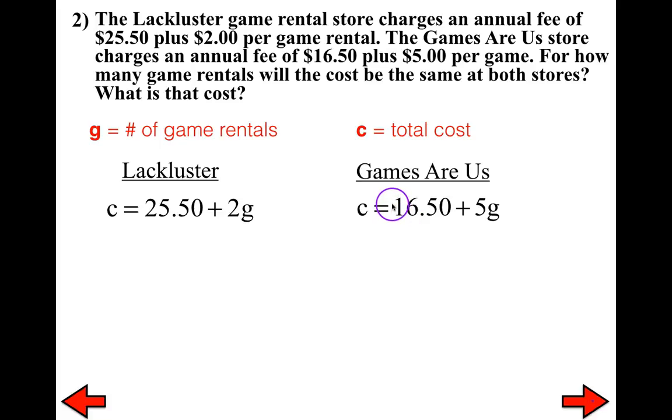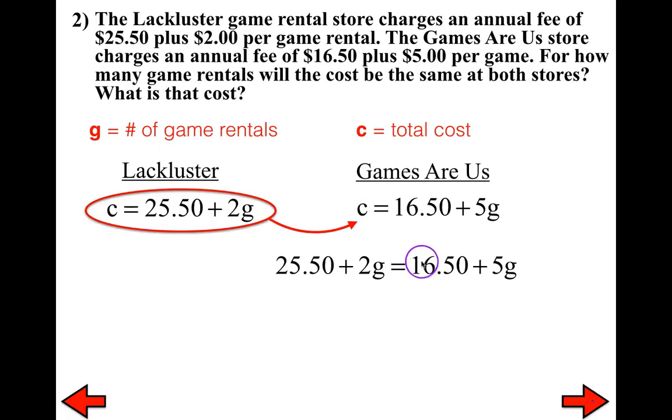Okay, well now they're wondering when is the cost going to be the same? So you can think of it in two ways. One, you can say, okay, well they want to know when they're going to be the same, so I can just set these two equations equal to each other. Or you can think of it as substitution, that hey, this here represents C, $25.50 plus 2G, so I can take that expression and substitute it in for C here. And then from there, either or, you're going to get the same setup.